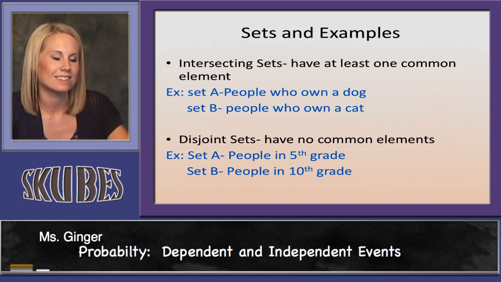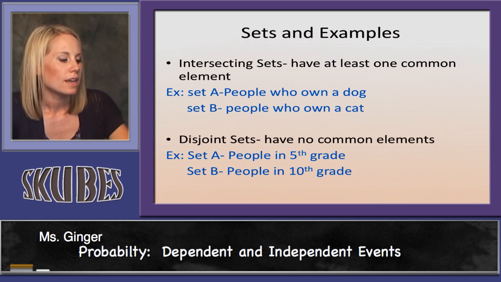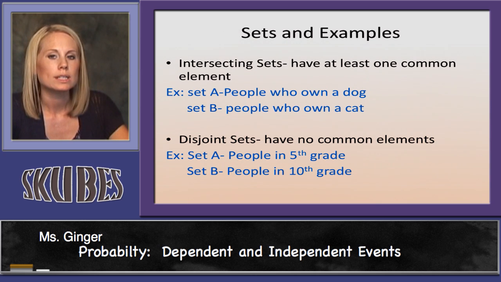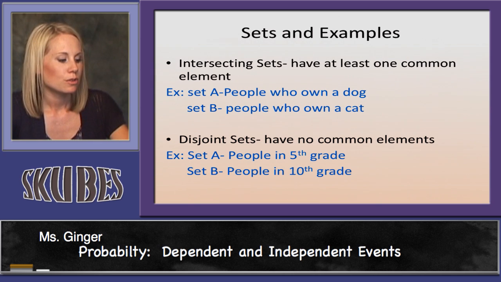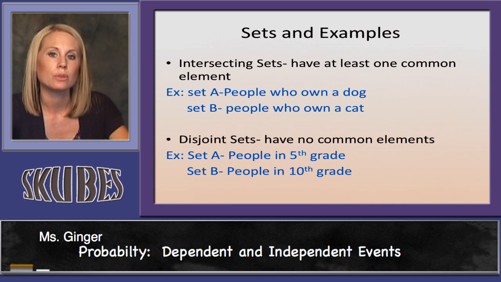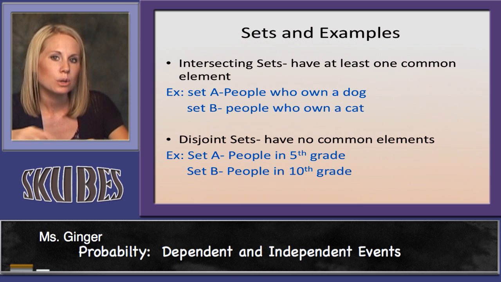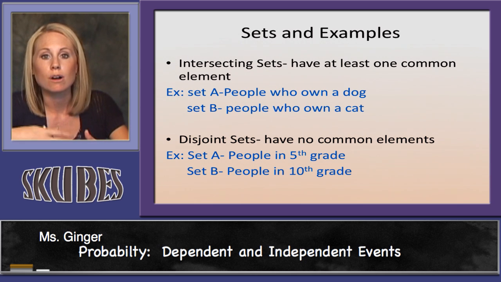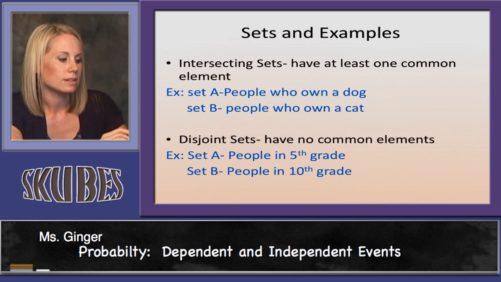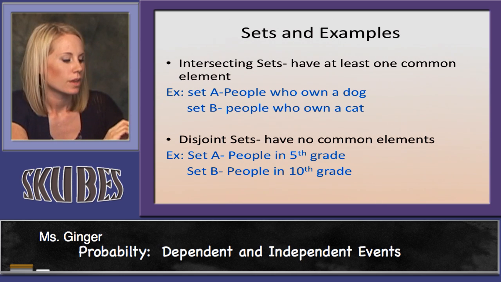Alright, we need to talk about sets. Intersecting sets versus disjoint sets. Intersecting sets are going to have at least one common element, at least one thing in common or overlapping. So for example, think about all the people in the world who own a dog and all the people in the world who own a cat. If we put all the dog owners in one set, all the cat owners in another, it's not totally disconnected because we know some people own a dog and a cat. So this would be an example of intersecting sets, since we have some members who will be in both.